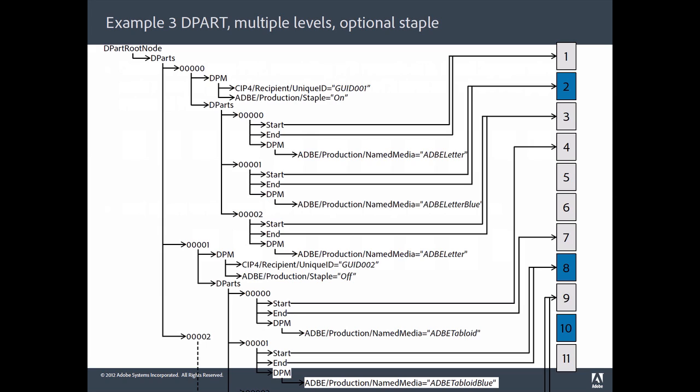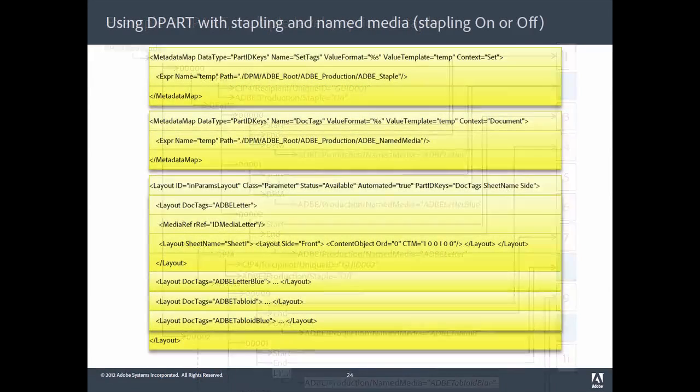But here what I've done is I've added some additional metadata for this record that says stapling on for the first record, and the second record I've said stapling off. And trust me, the third record I've said stapling on again. Okay. So now you probably guessed how this works. When it comes to specifying the set tags, I'm now actually going to evaluate this path for the staple key in my DPART. So now I can have one of two possible values for staple based on that DPART. It can either be on or off.